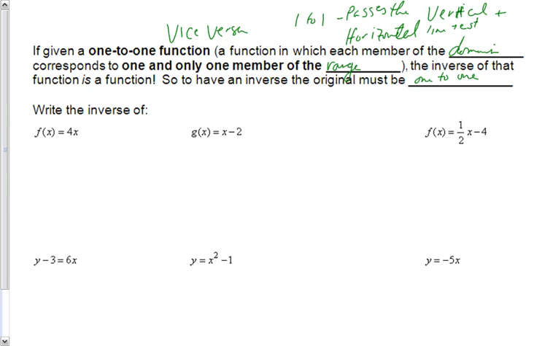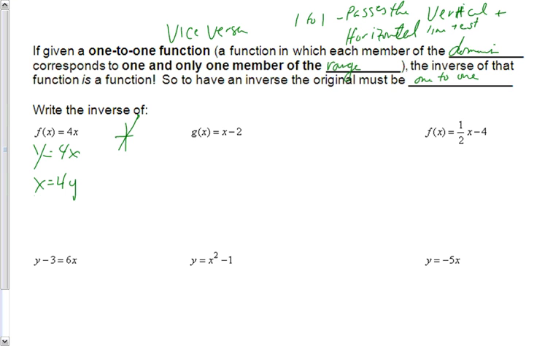Okay. So let's go do some. Let's write the inverse. Step one: is this one-to-one? This is one-to-one. This is a line that looks something like that. It's got a slope of 4 and it goes up like that. It's pretty steep actually. Step one: it's one-to-one. It passes the vertical and horizontal line test. Step two: change f of x to y. Step three: swap.